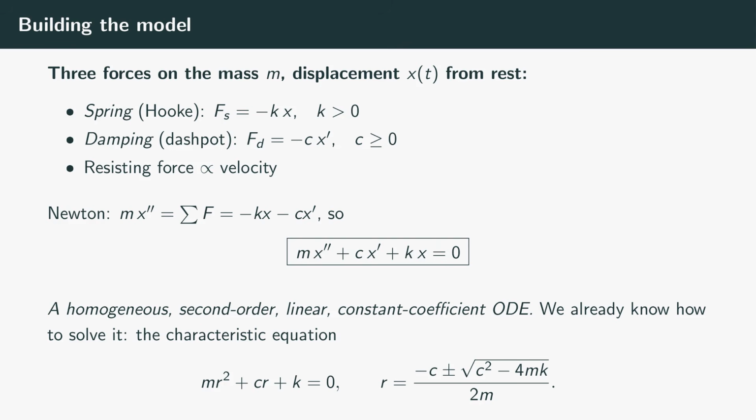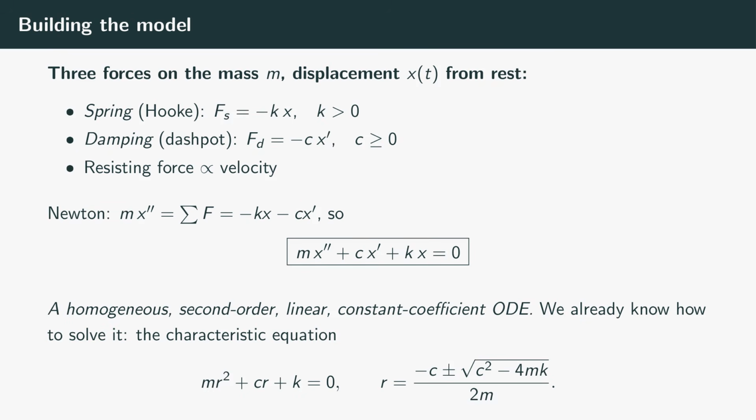Let's build the model honestly. Let x of t be the displacement of the mass from its rest position, positive in one direction. 3 forces act on it. The spring pulls it back toward rest. By Hooke's law, that restoring force is minus k times x, where k, the spring constant, is positive and measures stiffness. The farther you stretch, the harder the spring pulls back.